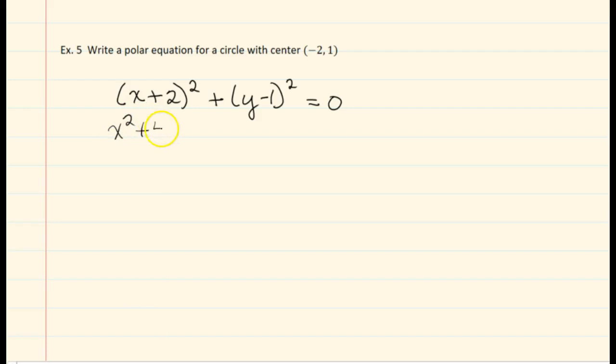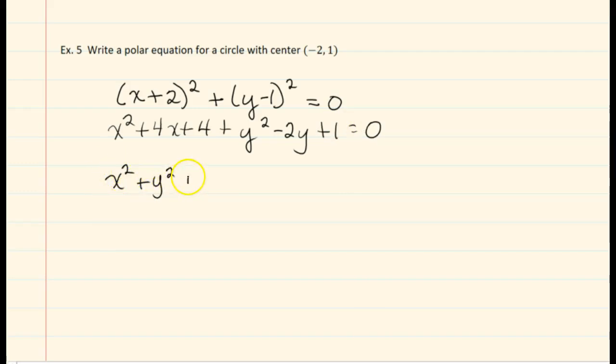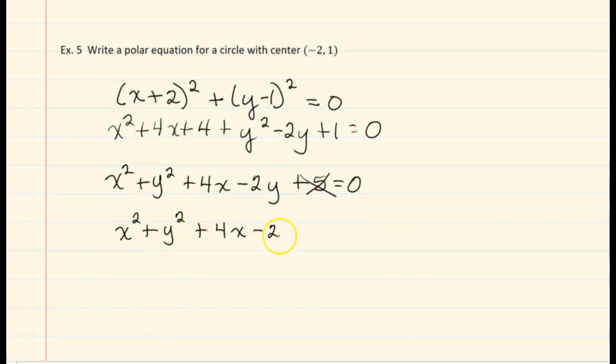Now let's get rid of parentheses by doing FOIL, and we get the following: x squared plus 4x plus 4 plus y squared minus 2y plus 1 is equal to 0. Rearranging and adding like terms, our equation becomes x squared plus y squared plus 4x minus 2y plus 5 is equal to 0. Equations written in this form are said to be written in general form, and we will be discussing general form of conic sections later in this semester. For our purposes, we are going to ignore the plus 5 and change our equation to x squared plus y squared plus 4x minus 2y is equal to 0.